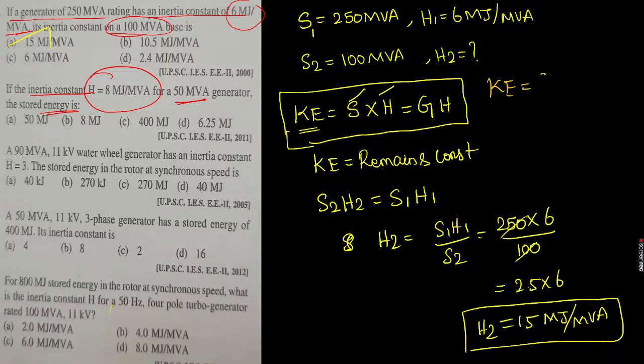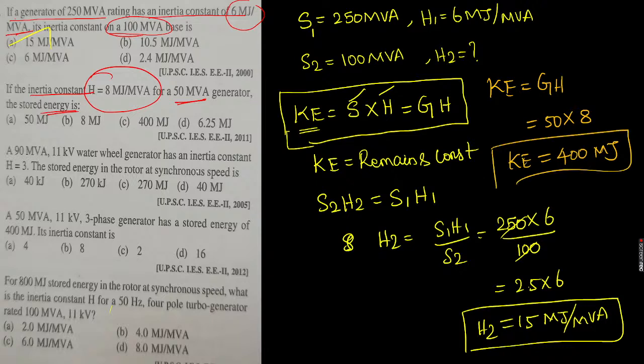Kinetic energy equal to what? It is the product of G into H. What is the value of H? What is the value of G? G is 50, H is 8. 8 times 5 is 40, so it will be 400 megajoule. 400 megajoule, that is the answer, kinetic energy. So the correct answer is option C. Okay, let us read the next question.